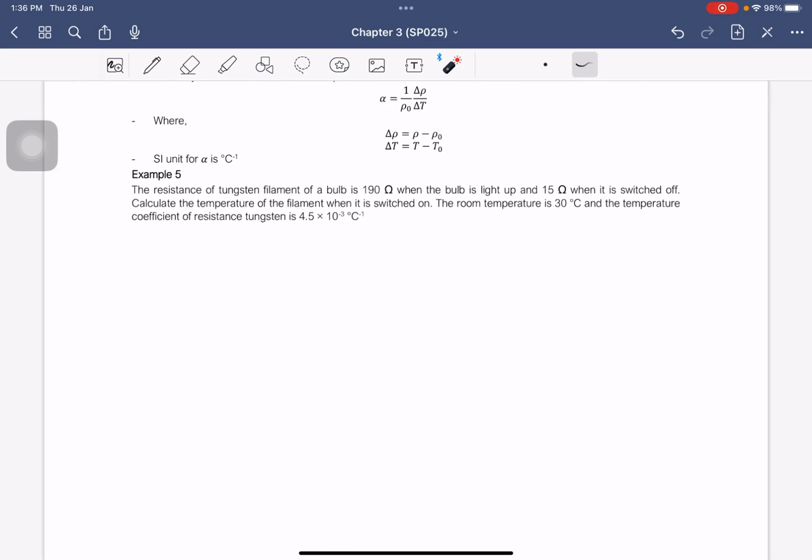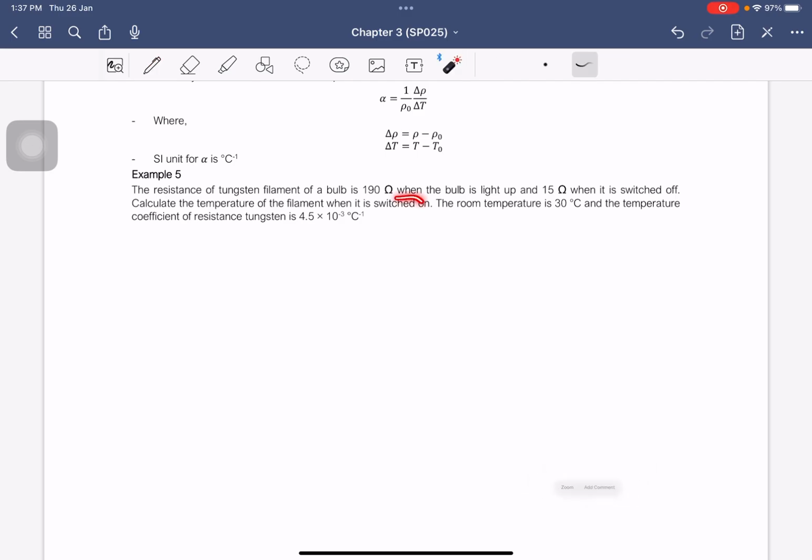Example 5. The resistance of a tungsten filament of a bulb is 190 ohm when the bulb is lit up and 15 ohm when it is switched off. Calculate the temperature of the filament when it is switched on. The room temperature is 30 degrees Celsius and the temperature coefficient of resistance of tungsten is given here. Okay, so what is the final? Okay, they ask for the temperature when it is switched on.